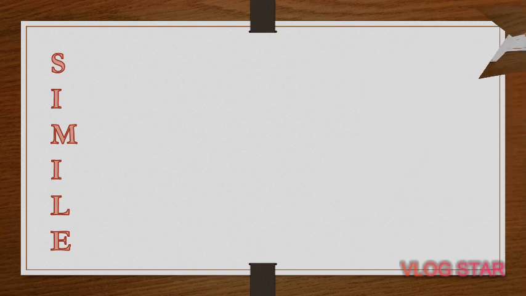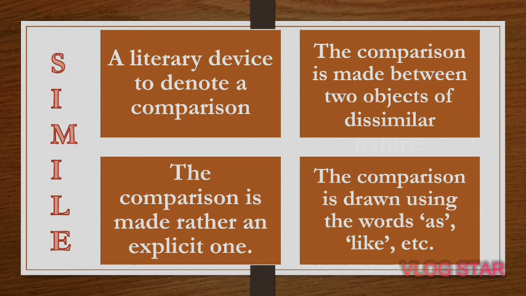Now we will begin with simile. A simile is a literary device or figure of speech which denotes a comparison. It compares two objects of dissimilar nature. Two different objects of dissimilar nature are compared, and this comparison is explicit. This comparison is expressed clearly, and it is made by using words like as or like. So a simile is a comparison between two objects of different natures, made by using the words as or like, and this comparison is explicit.